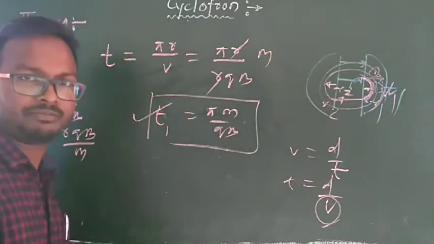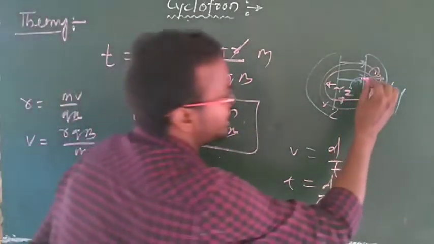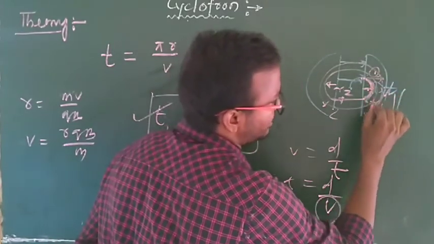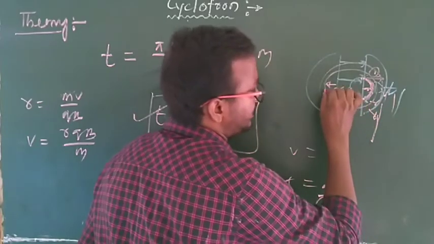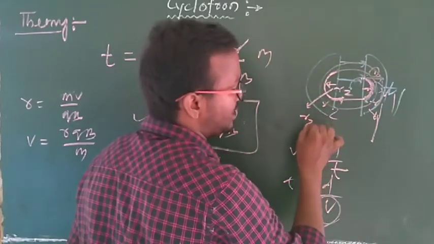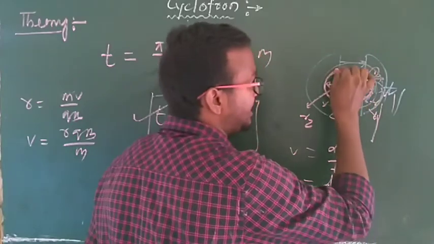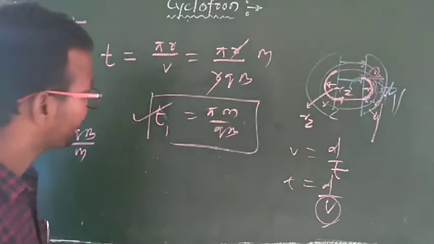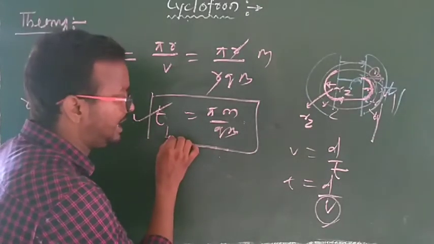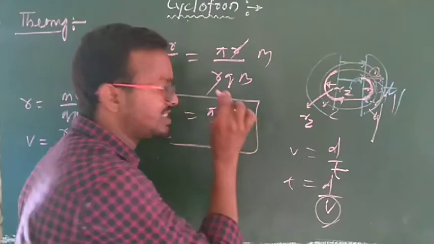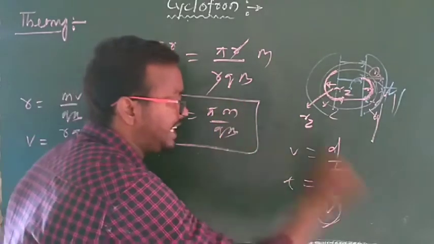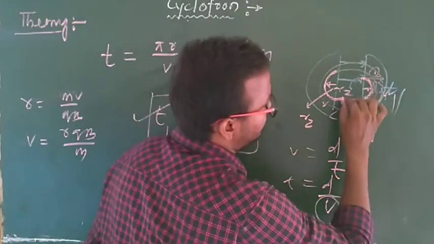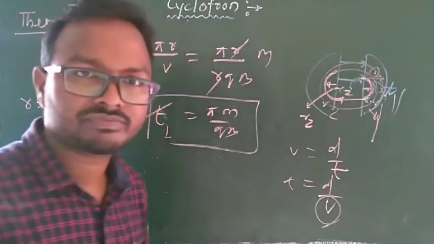This is the time for the charged particle to describe a semicircle of radius r, and it is independent of the radius. That means if the charged particle takes time t1 to complete a semicircle of radius r1, and to describe the semicircle of radius r2 the time taken is equal, because the time is independent of velocity and independent of the radius of the semicircular path. So this time and this time are equal.